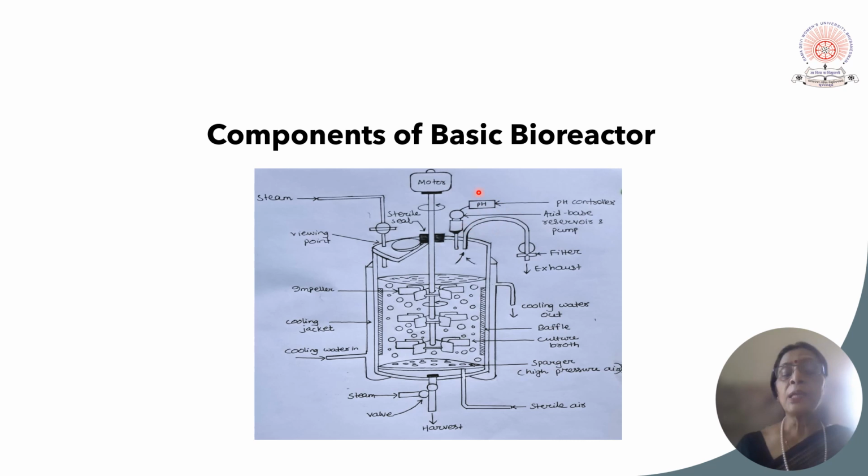Then there is a pH monitor, a pH controller, which will record the pH change and show what the particular pH is at a particular time, and accordingly the pH can be maintained by the addition of acid or base through a pump. Acid or base is stored in a reservoir. The reservoir is fixed with a pump, and the pump will automatically add the required amount of acid or alkali from time to time to maintain optimal pH inside the fermenter.